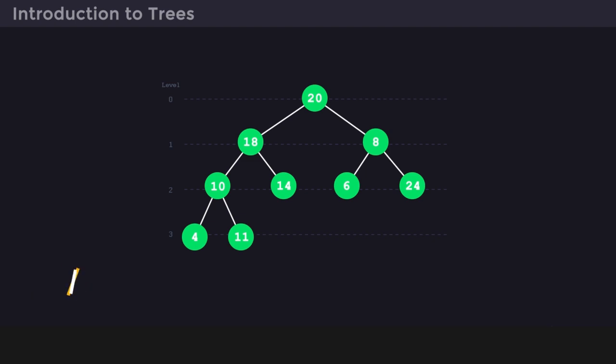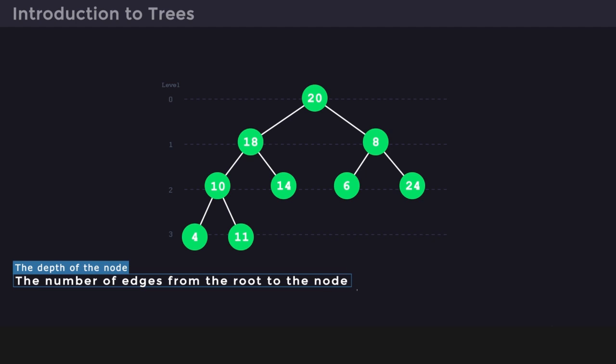And now, what is the depth of a node? The depth is the number of edges from the root to the desired node. Suppose we're going to calculate the depth of the node with a value of 4. Then, as you can see, the number of edges from the root node, which has the value of 20, is equal to 3. Or in other words, the depth of the node with a value of 4 is 3.